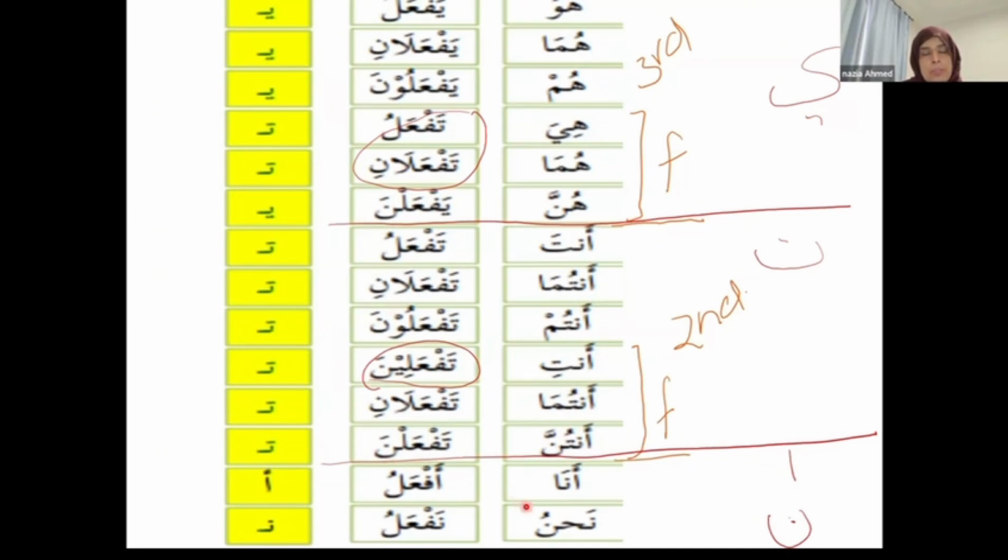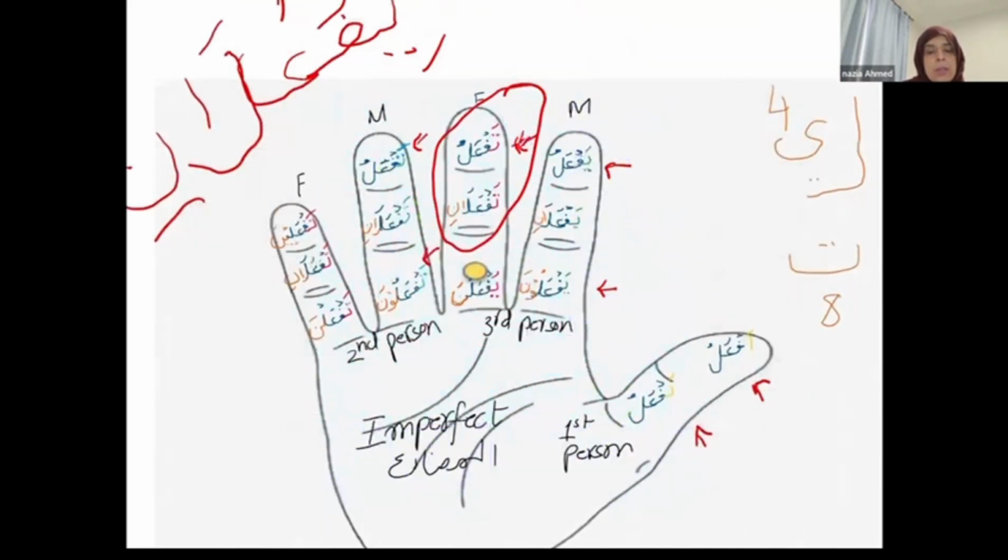Moving on to the first person, ana, af'alu, nahnu, naf'alu. Here comes your favorite palm diagram. So let's do the whole conjugation. Yaf'alu, yaf'alani, yaf'aluna. Taf'alu, taf'alani, yaf'alna. Taf'alu, taf'alani, taf'aluna. Taf'alina, taf'alani, taf'alna. Af'alu, naf'alu.